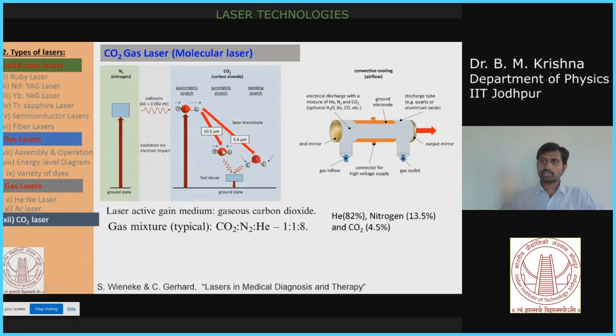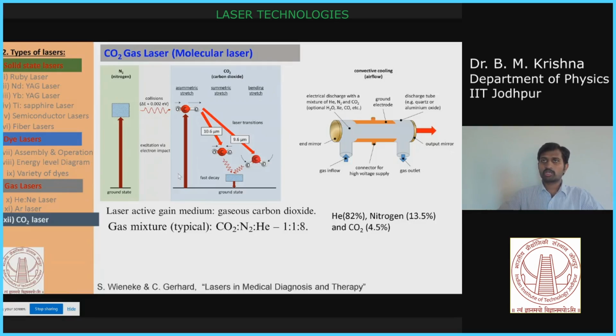So then you have a relaxation to a symmetric stretch energy level or a bending stretch energy level. While relaxing to these states, you have a photon emission, at around 10.6 micrometer and 9.6 micrometer. Once they come to these lower laser action energy levels, there is a non-radiative decay to the ground state. Okay, this decay will generally be a fast non-radiative process. So this is how the lasing action takes place in a CO2 gas laser.